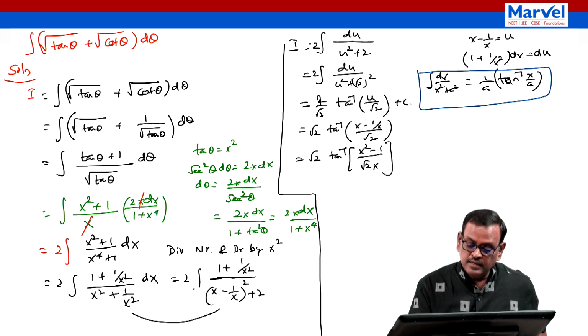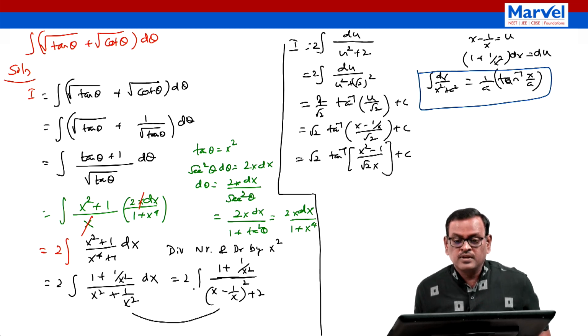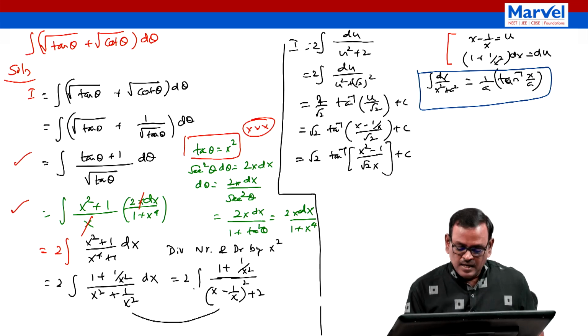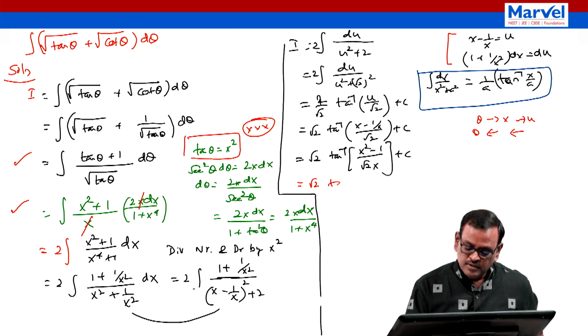Now we can write plus c wherever you start the integration. So root 2 into tan inverse of x square minus 1 by root 2x plus c. After that, the original variable is theta, that is converted into x, that is converted into u. Now u is converted back into x, and x is converted back into theta. So tan inverse of x square, which is tan theta, minus 1 by root 2 into root tan theta, plus c. This is the final answer.